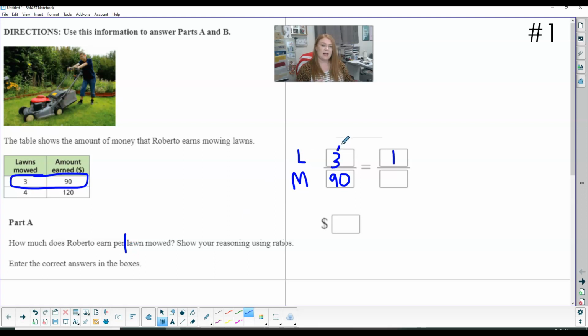So I'm asking myself, how do I get from 3 to 1? And when we're making equivalent ratios, we're either multiplying or dividing. Since we got smaller, we had to divide. So we're going to divide by 3. And remember, whatever we do to the top, we do to the bottom. So we're going to divide by 3. So that means we have to do 90 divided by 3 is going to give us this answer here. Our final answer will tell us how much money he earns.